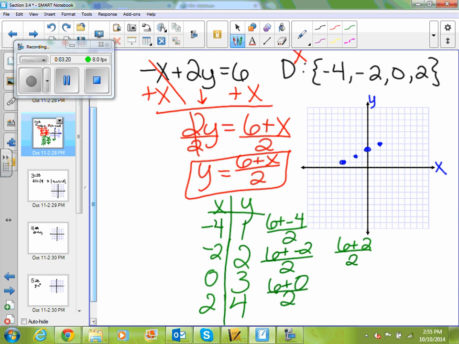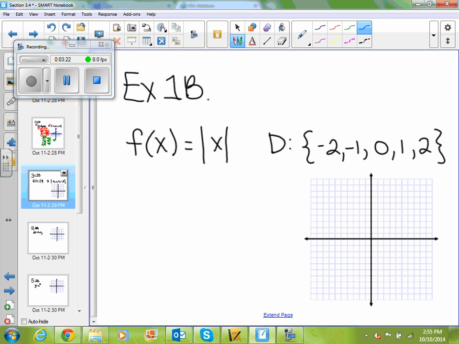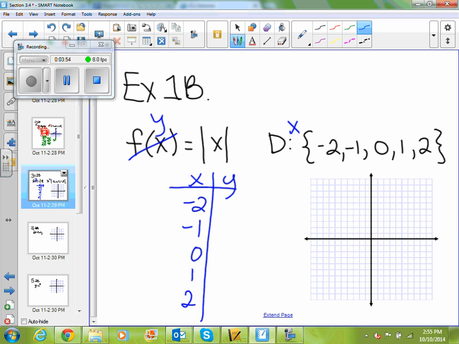Okay? So let's look at another one. We've got f of x equals the absolute value of x, and it tells us that our domain is negative 2, negative 1, 0, 1, and 2. So I'm going to graph this for x and y. This is already solved for y because this is like y equals. Remember I told you f of x and y were basically the same thing? So this is like y equals the absolute value of x. The x values, our domain, are negative 2, negative 1, 0, 1, and 2. That tells me what I'm going to be graphing.